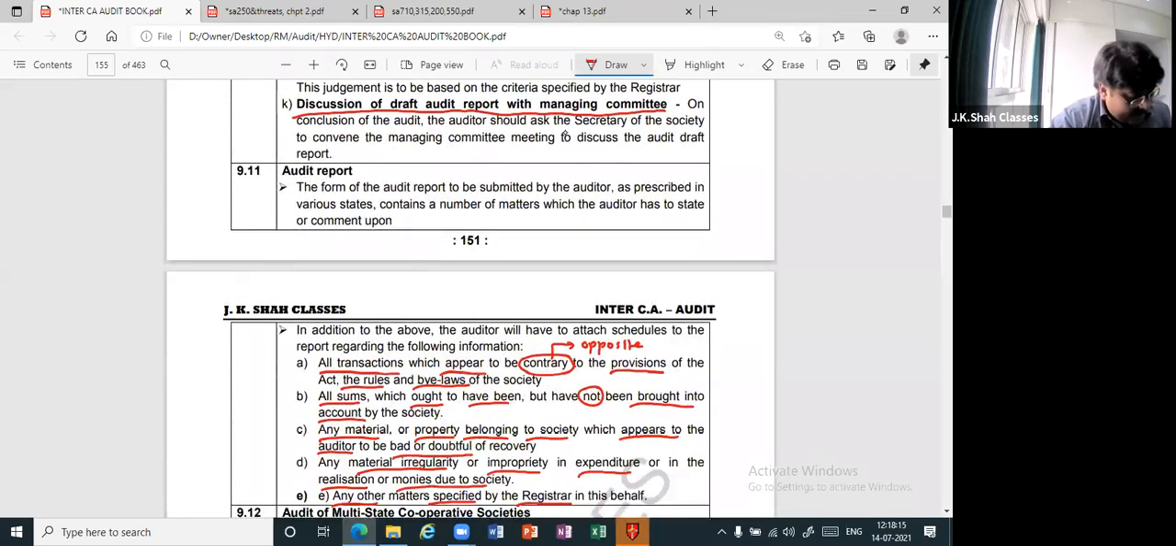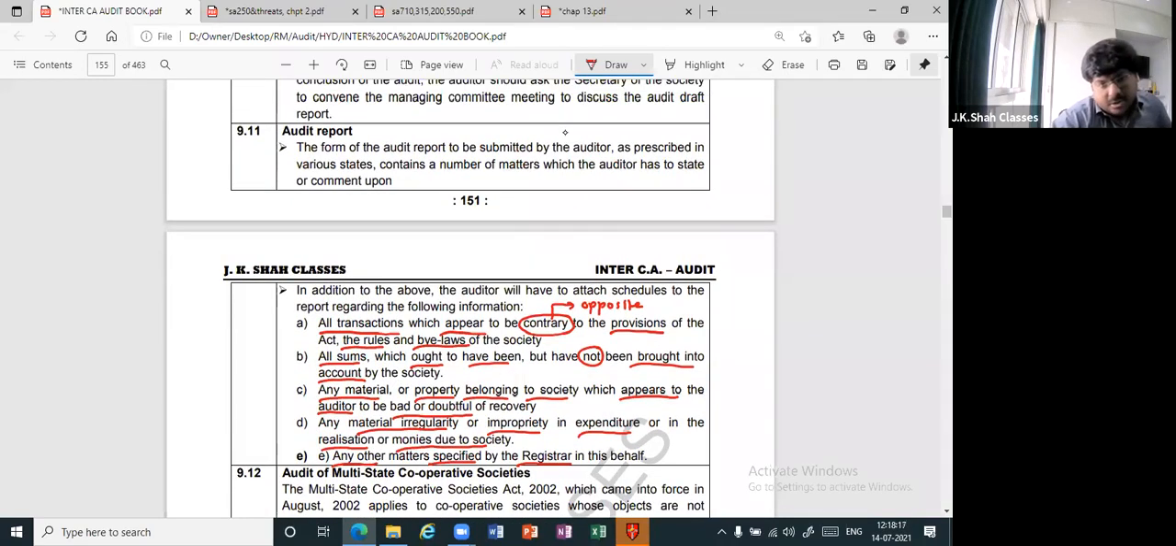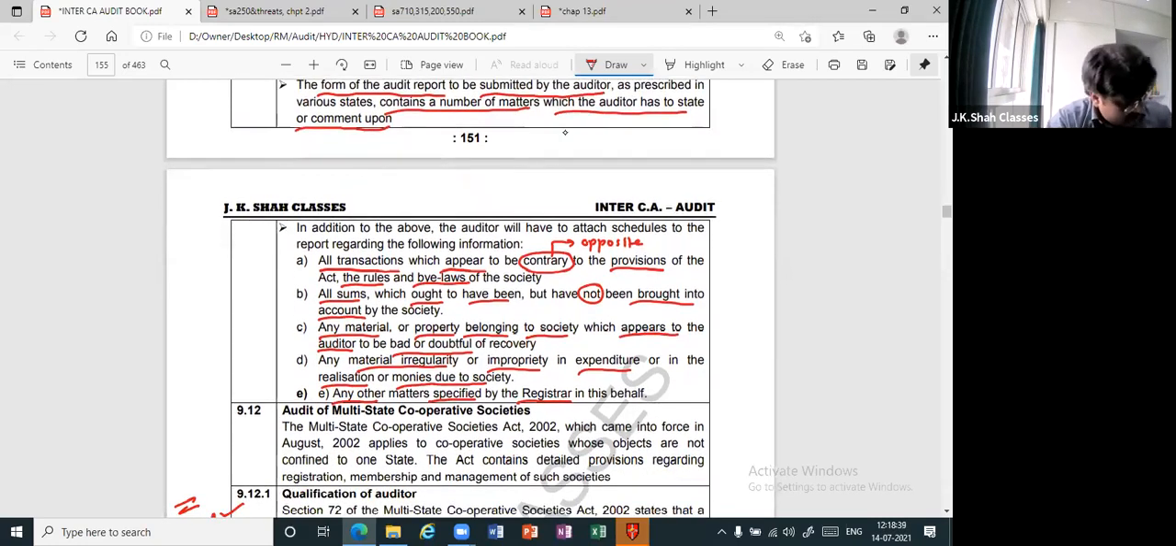Okay. Thereafter, we have the auditor's report, the last part of the cooperative society. Now, the auditor's report obviously has to be submitted to two: one, the Registrar, and second, to the members of the society. Now, the form of audit report submitted by the auditor contains a number of matters on which the auditor has to state or comment upon. Now, he has to comment upon these points.